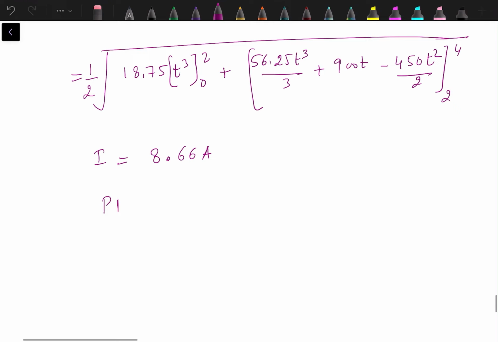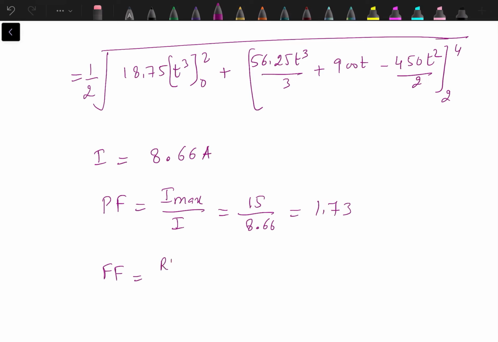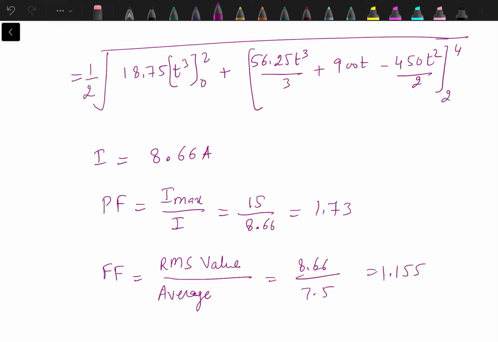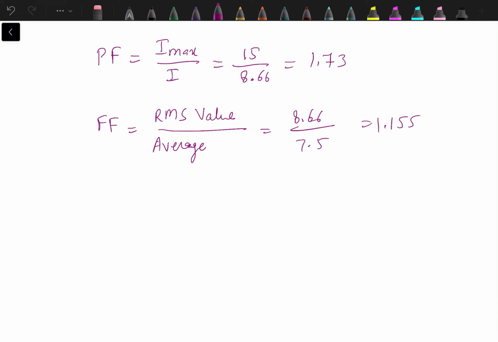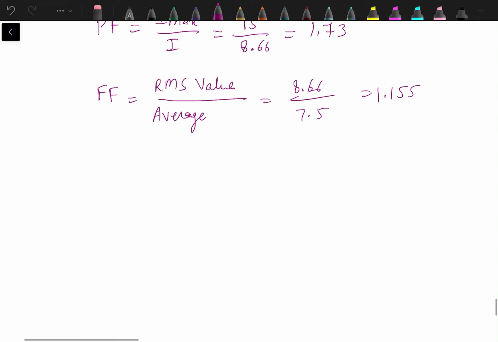Now if we find out peak factor, which is ratio of I max to I RMS, 15 by 8.66, this one is 1.73, while the form factor, which is ratio of RMS value to average value, RMS is 8.66, average is 7.5, so this one is 1.155 for this particular waveform. The last waveform which I am considering over here is a bit different from these two.